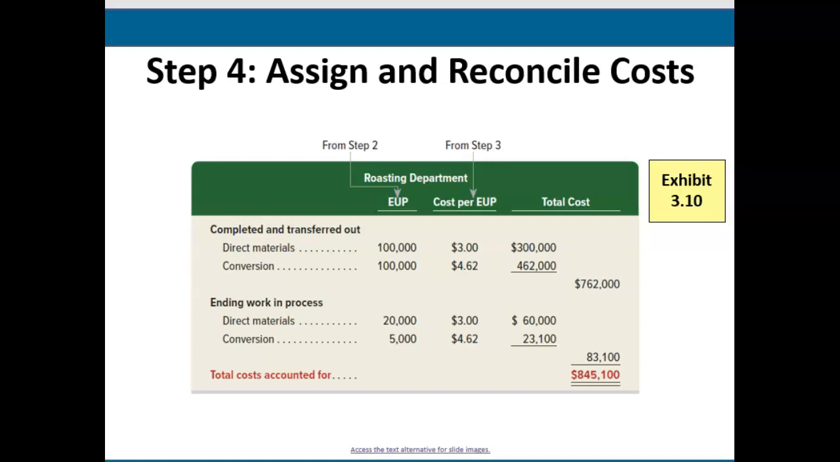Reconciliation. So management verifies that the total costs assigned to the units completed and transferred out, plus the cost of units in ending work in process, if you look at Exhibit 3.10, equal the costs incurred by production. So the total cost accounted for of $845,100 equals the total production costs of $845,100 from Exhibit 3.8.